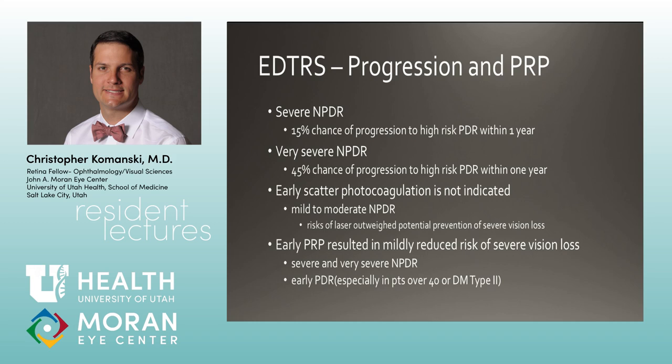The reason these classifications are important is that if you have severe NPDR, over 1 year there is a 15% chance that you're going to progress to high-risk PDR. So severe NPDR progressing to PDR. When you see the 4-2-1 rule applied, know that patient needs a different follow-up, and we'll go through what those follow-ups are, because you don't want to miss that conversion.